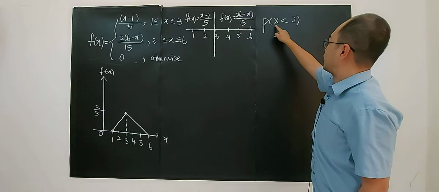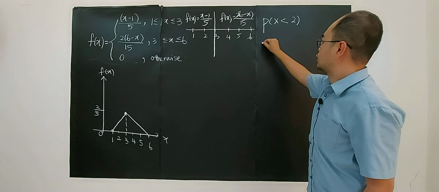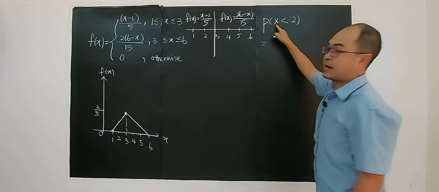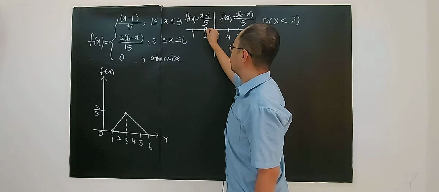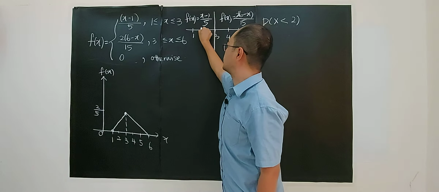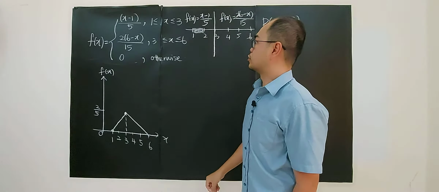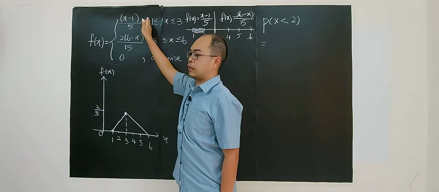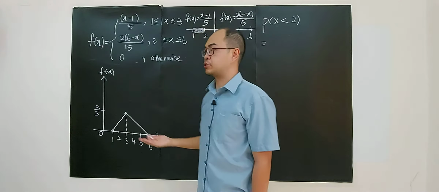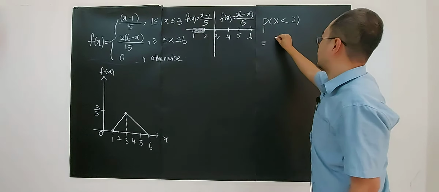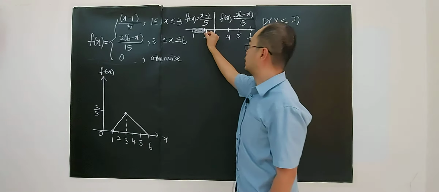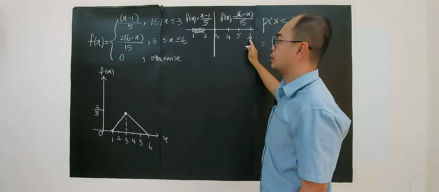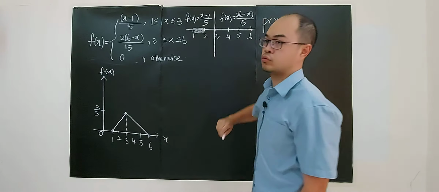So now if you're asked to find P(x less than 2), you have to look at the interval here. X less than 2 means 2 and less, this region here. Below 1 there is no function. So it means 1 up to 2, because this density is only defined for 1 up to 6. So less than 2 means 1 up to 2, all right?